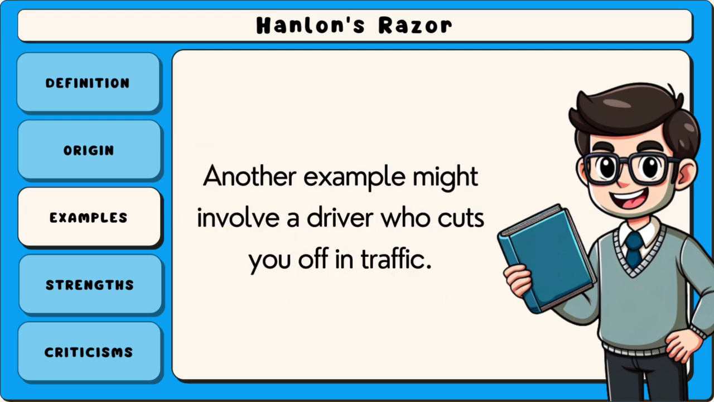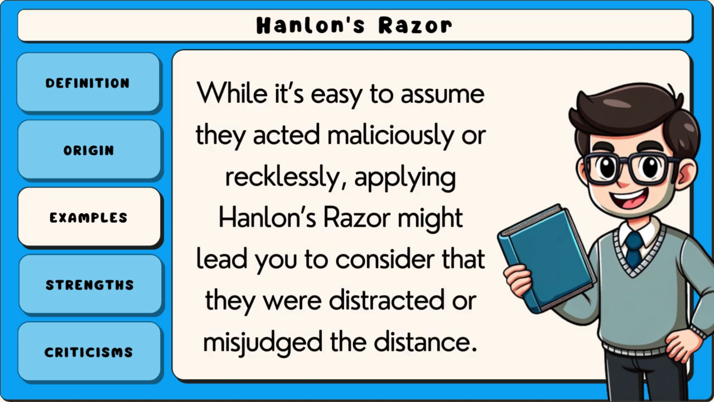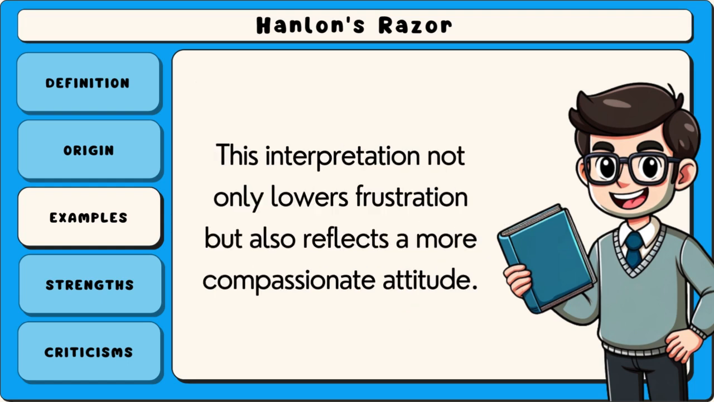Another example might involve a driver who cuts you off in traffic. While it's easy to assume they acted maliciously or recklessly, applying Hanlon's razor might lead you to consider that they were distracted or misjudged the distance. This interpretation not only lowers frustration, but also reflects a more compassionate attitude.